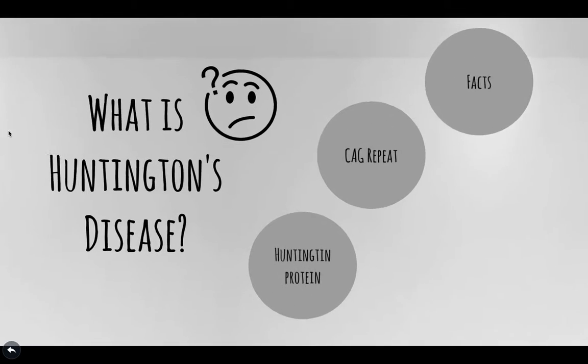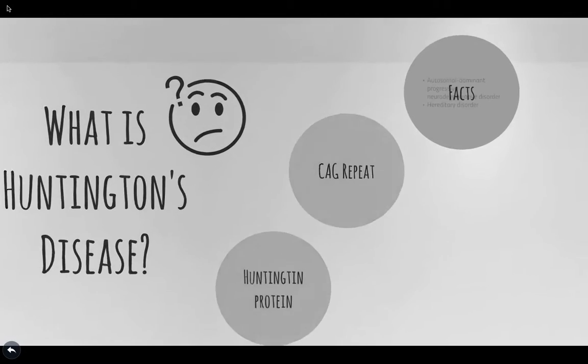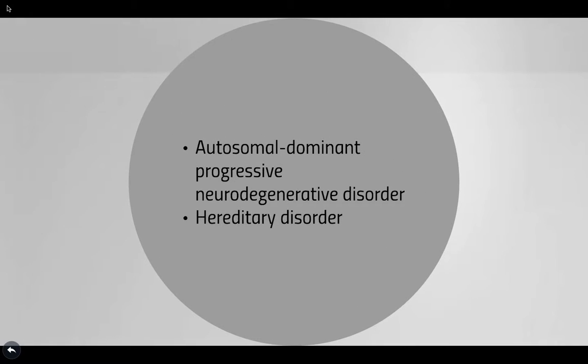So an overview of the disease. What exactly is Huntington's disease? Huntington's disease is an autosomal dominant progressive neurodegenerative disorder. To break that down, autosomal dominant means it's a pattern of inheritance in which the affected person has one copy of the mutant gene and one of the normal gene. Progressive means it gets worse with time, and neurodegenerative means it destroys the neurons that are found in your brain.